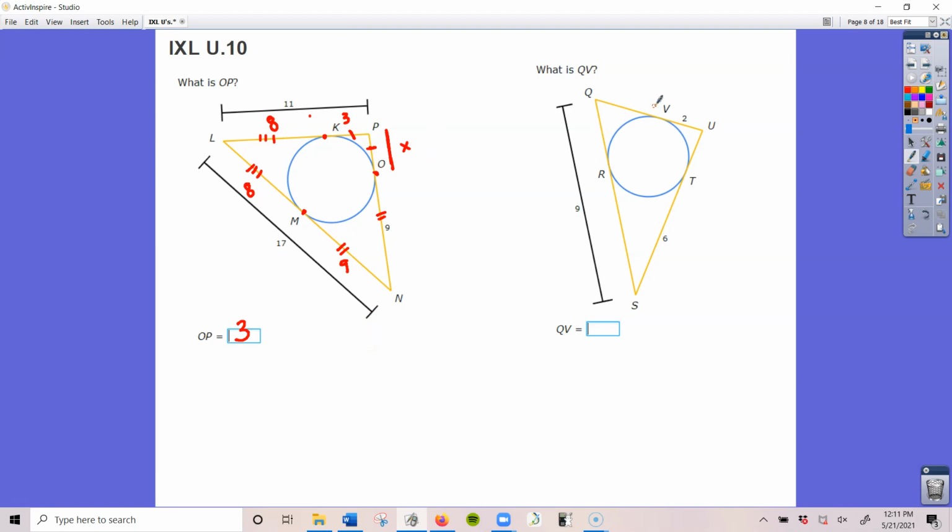Let's try that again. Here we're looking for QV, which is this one. This is the same as this one, this is the same as this one, and this side is the same as this side. Since I know that this is 2, that means this is 2. Since this is 6, that means this is 6. This whole thing here is 9, so we would do 9 minus the 6 to get the leftover, which is 3. If this is 3, this is also 3.